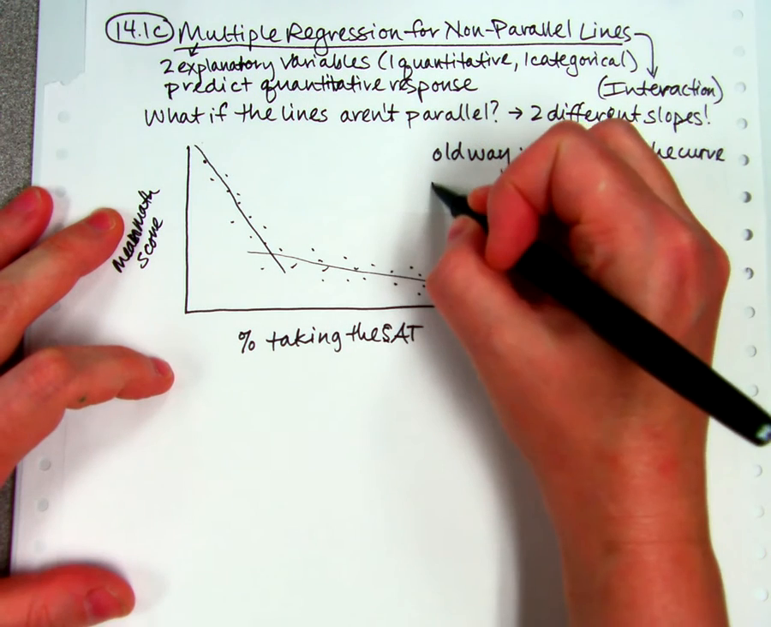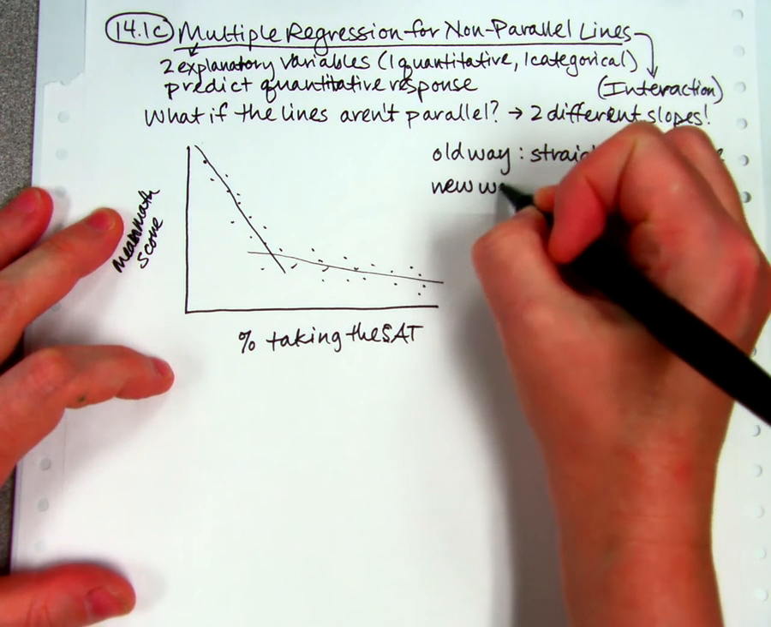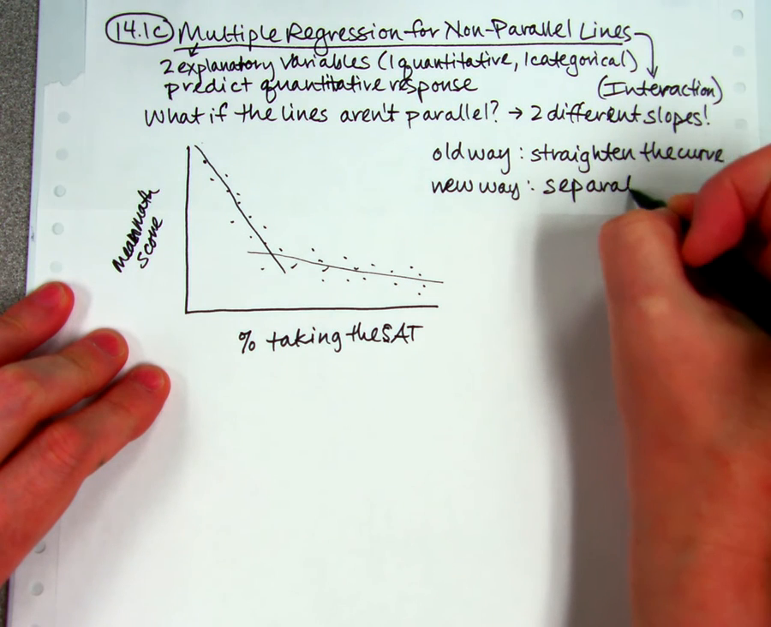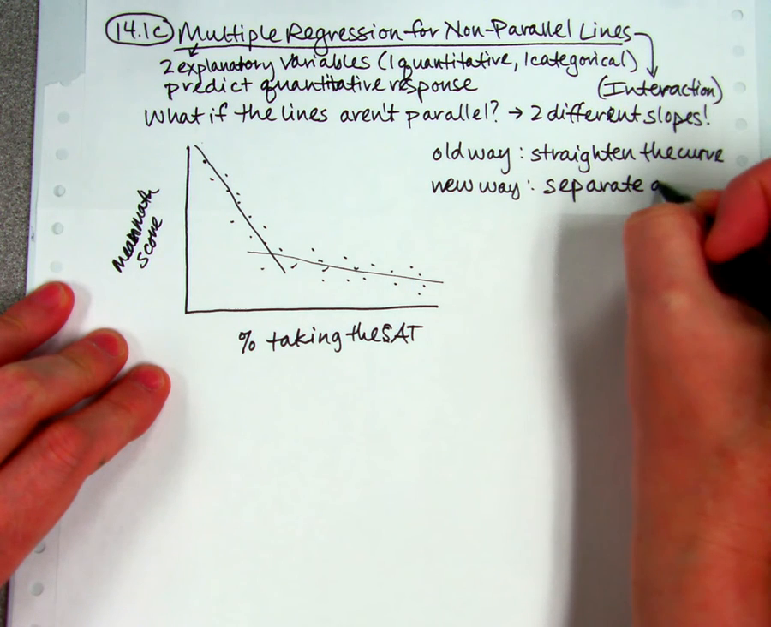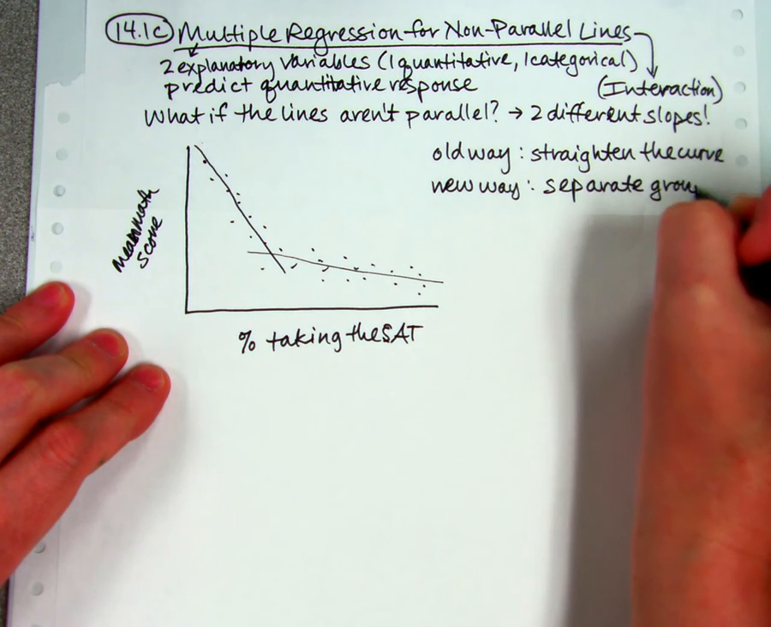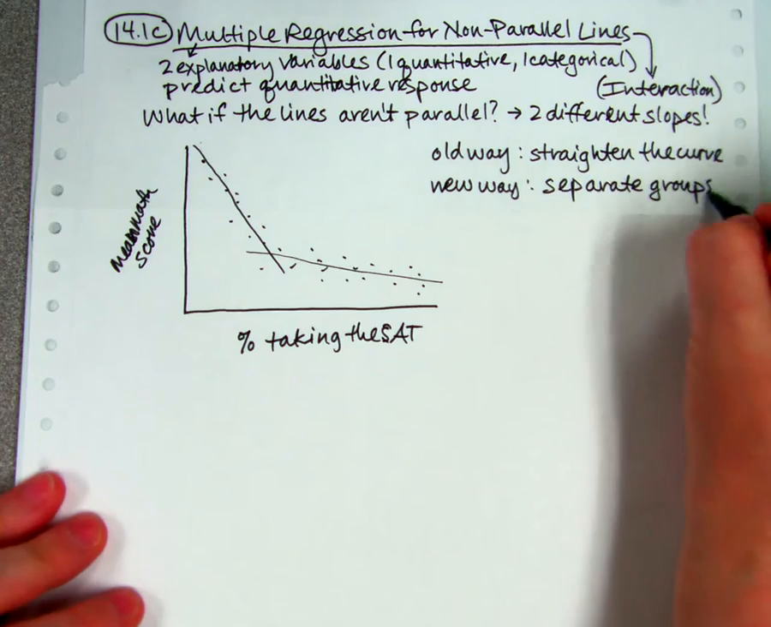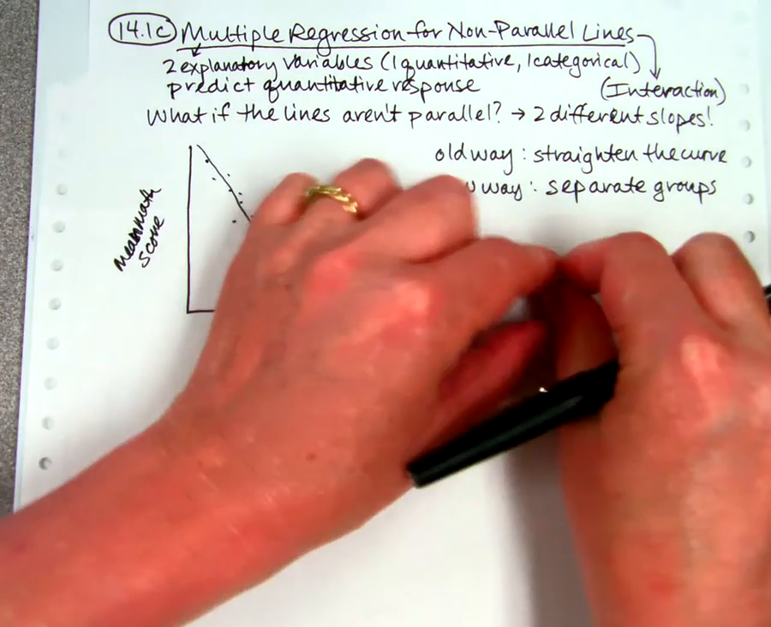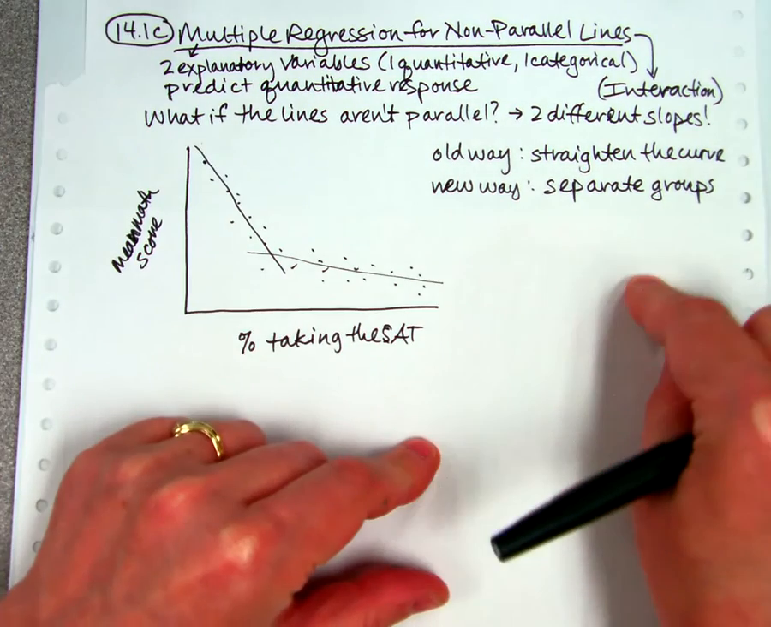So our new method that we're going to learn today is to separate the groups. This should remind you of what we did in the very beginning of the year with if you had a bimodal graph, you tried to separate them into 2 pieces. So like if you had 2 humps or peaks, you try to figure out why, and then you looked at this group and this group separately.